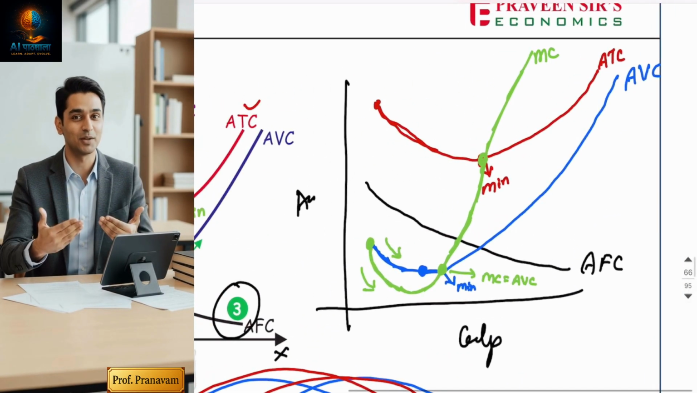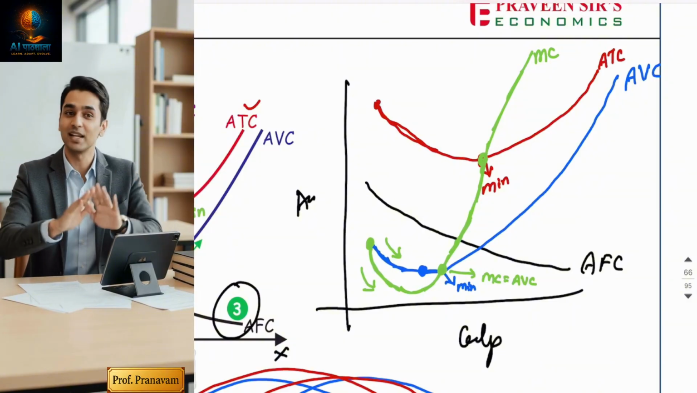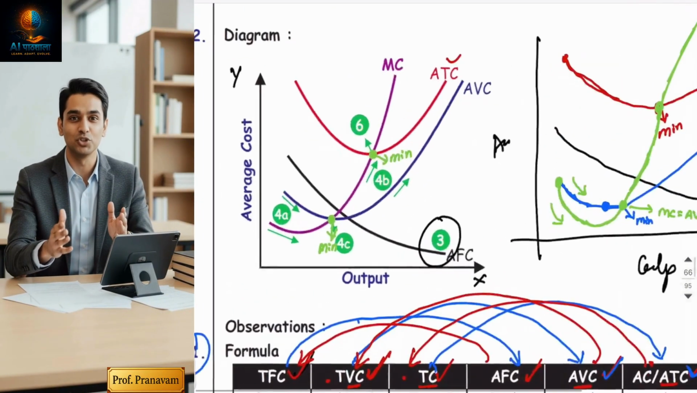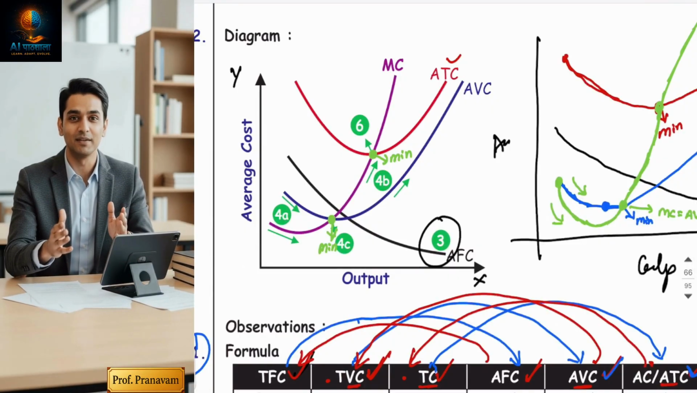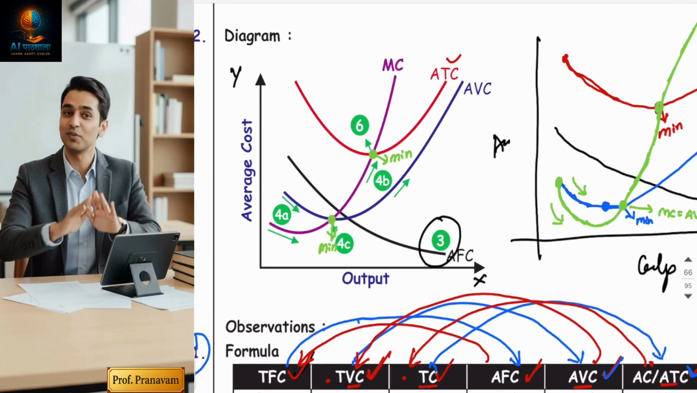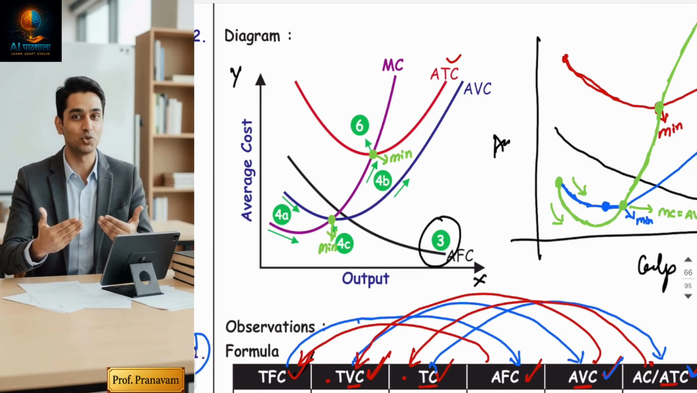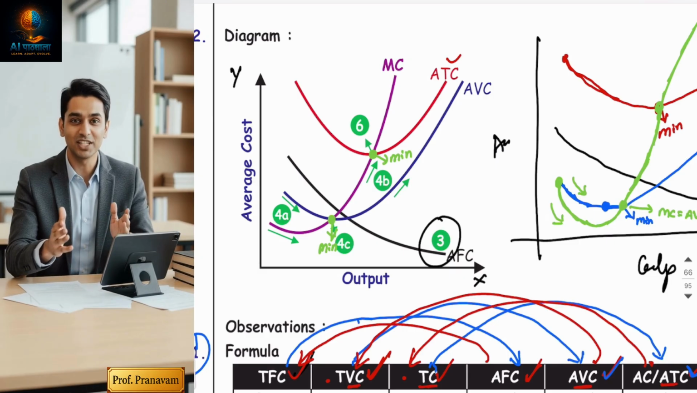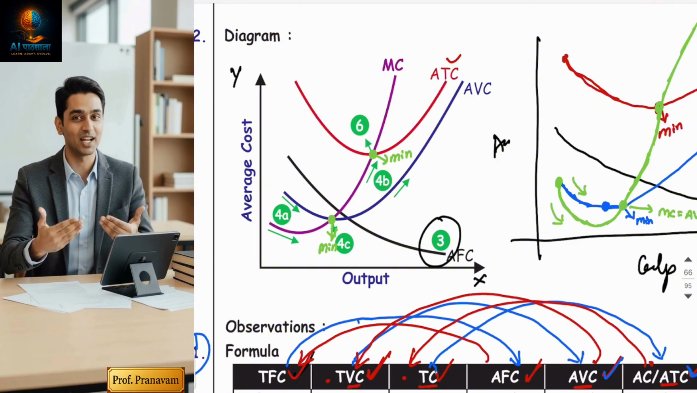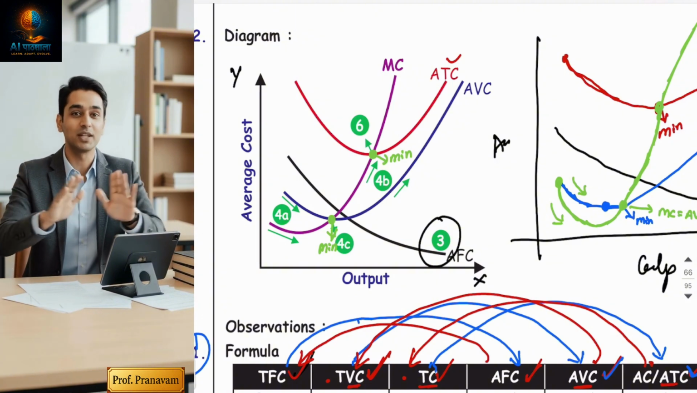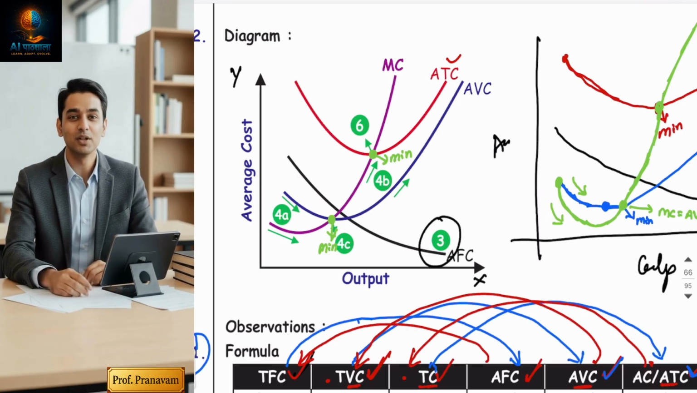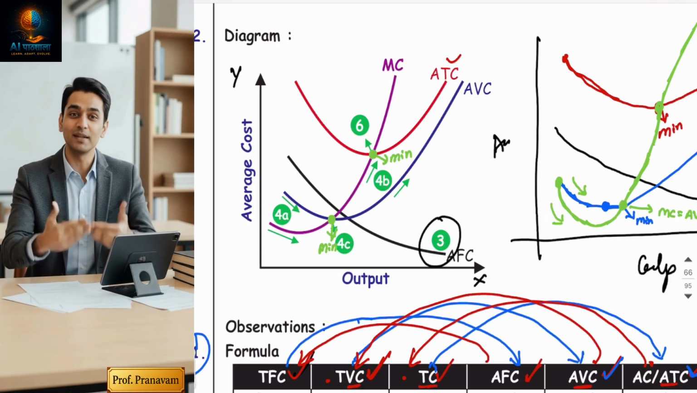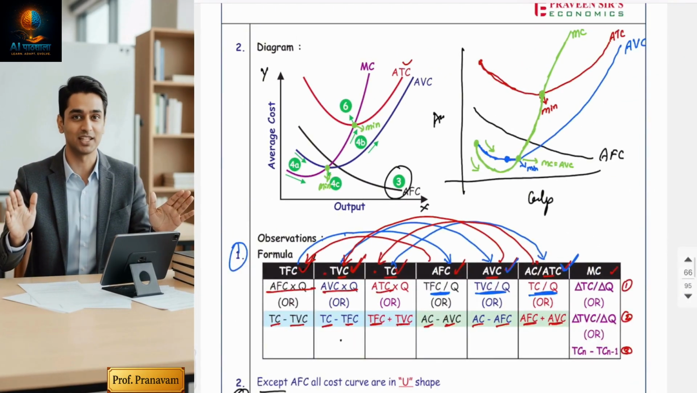Now from the diagram, I have drawn four curves. Am I correct? There are four curves in this diagram: marginal cost, ATC, AVC, and AFC. Yes, sir. Now, which curve is not in U shape? Now you just keep giving me the answers, and my theory will get ready automatically. All the theories have been derived from this diagram. Come on, which curve is not in U shape? Guys, AFC is not in U shape. Except AFC, all curves are in U shape.